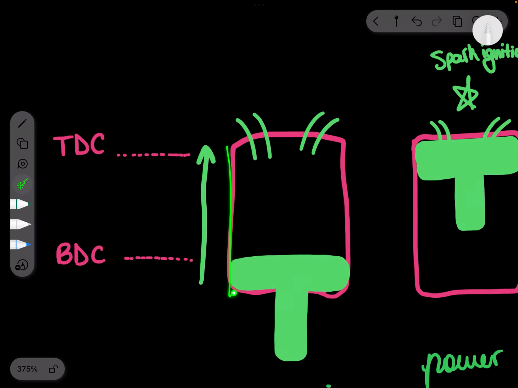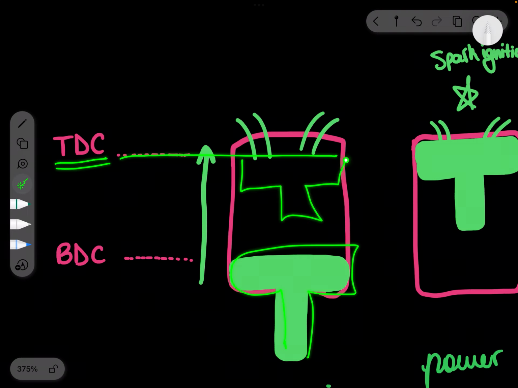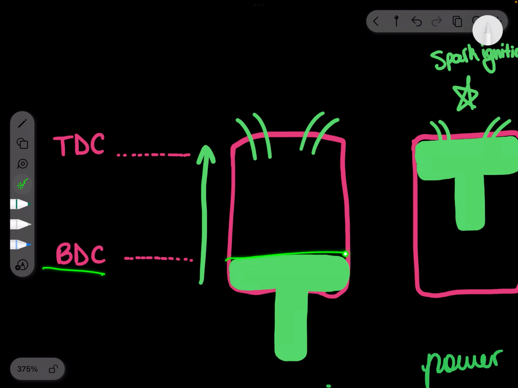This is your piston, and this is your cylinder. You have an intake valve and an exhaust valve. Top dead center is at the top of the cylinder, where you have minimum volume. So when your piston is at the top of the cylinder, you have minimum volume. And when you're at bottom dead center, at the bottom of the cylinder, you have maximum volume.